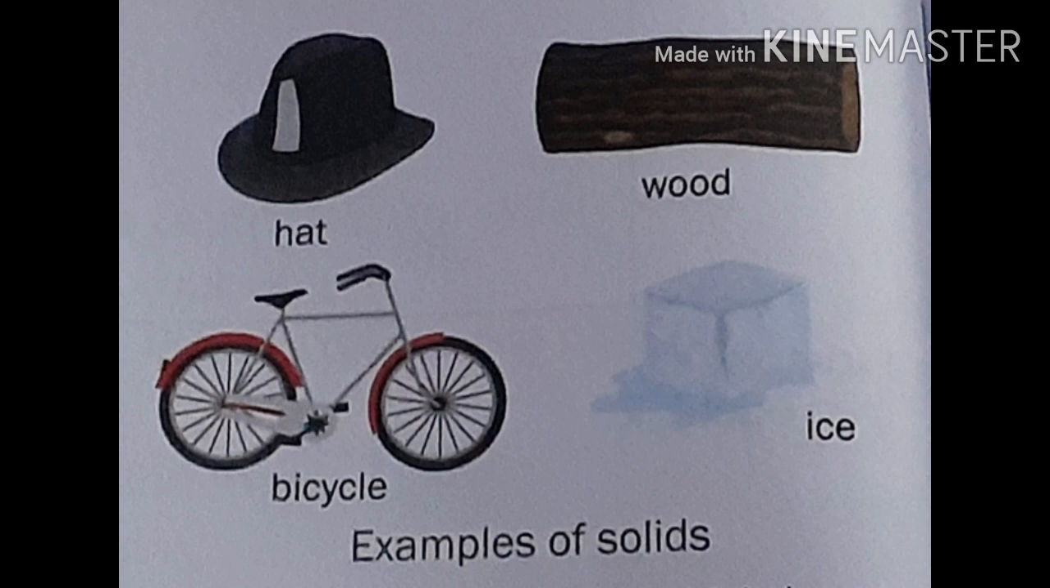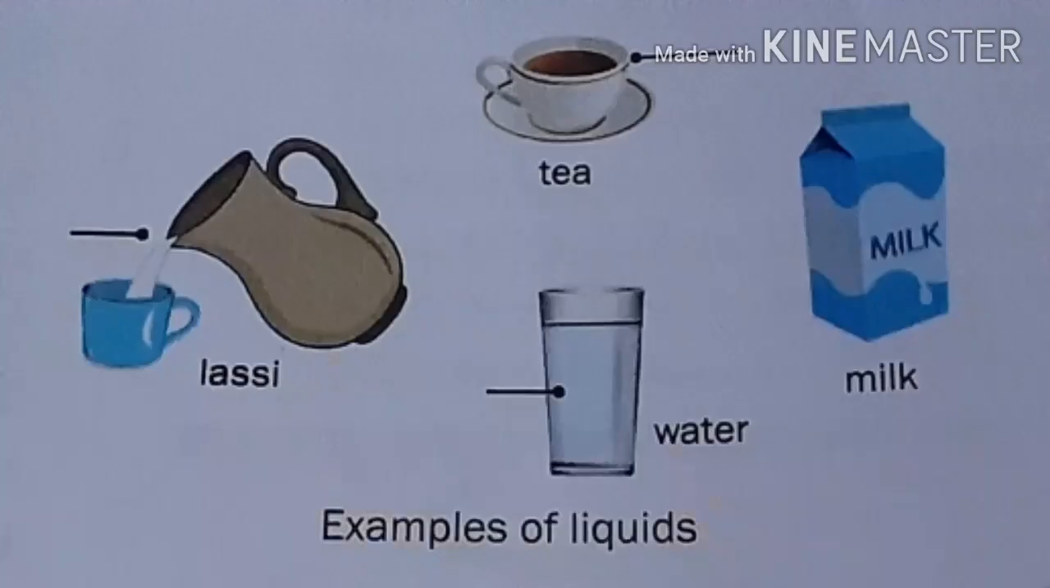Most solids are hard and have fixed shape. Including those examples, you can also see table, book, pencils. These are also solids. Now children, let us come to know about liquids.